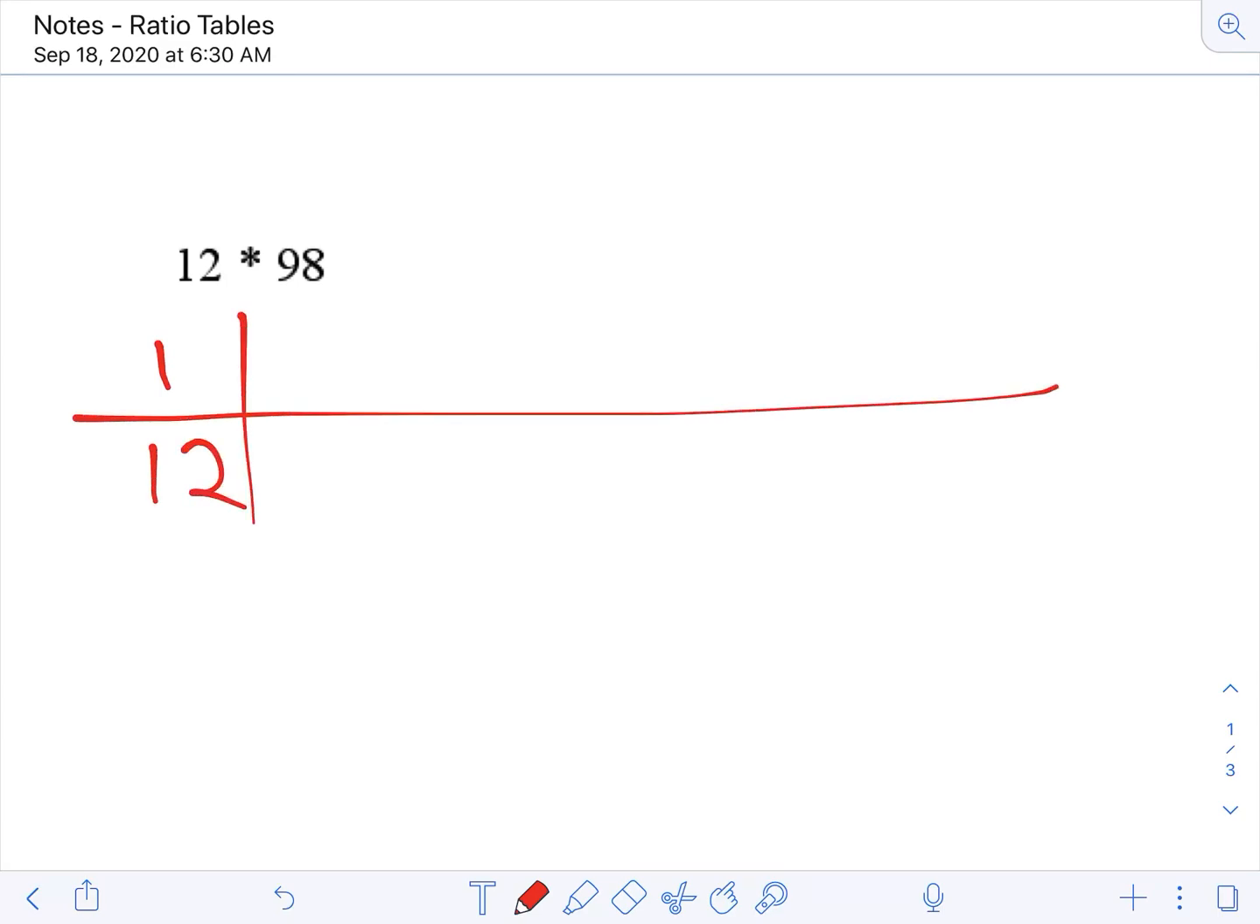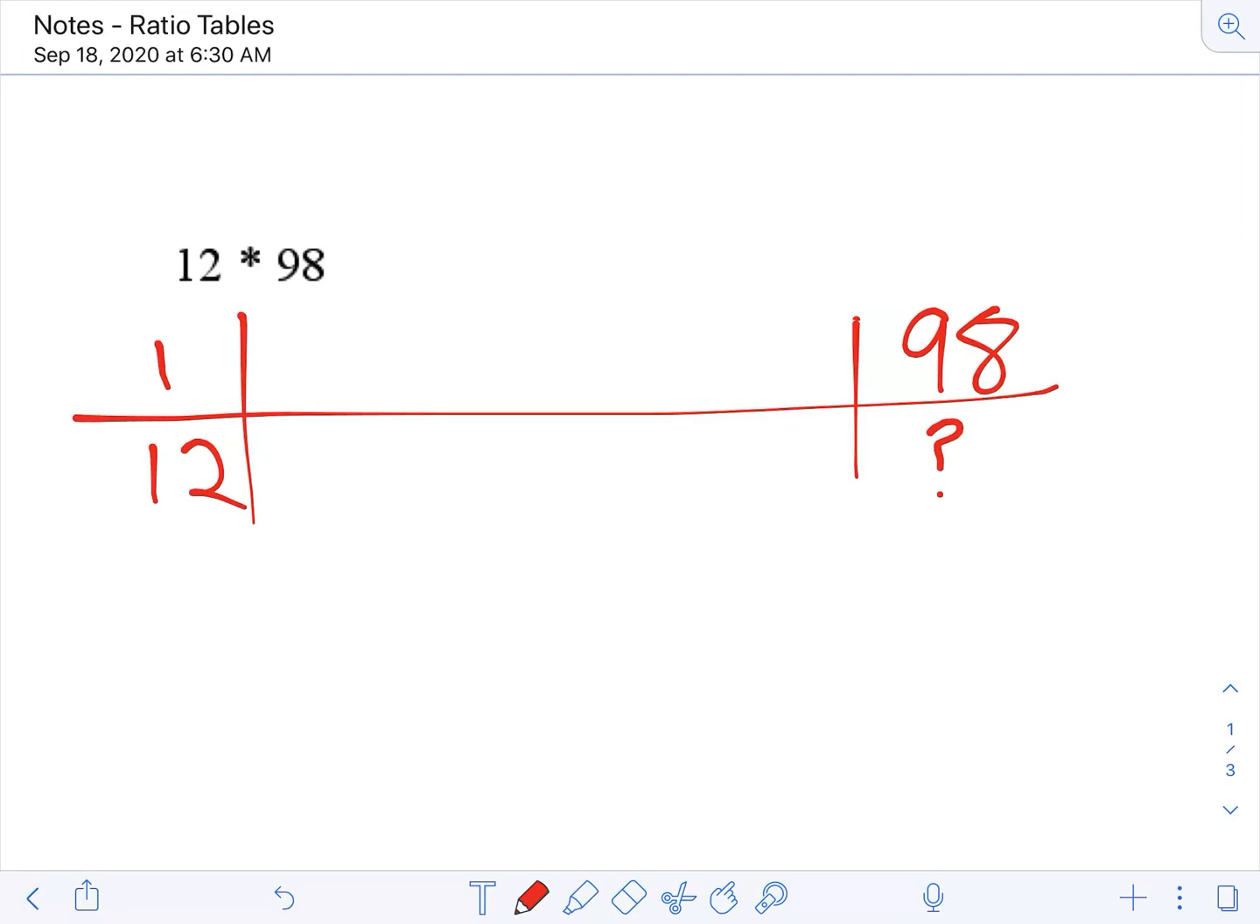So let's say, for example, we have 1, 12. And with multiplication, what we want is 98 12s. So what is 98 times 12? That's going to be our question. And we're just going to build our way up to it.